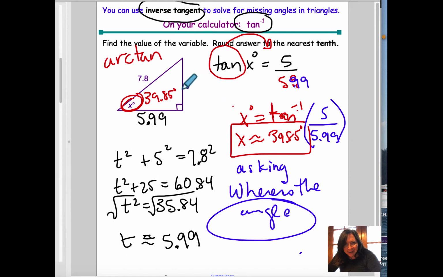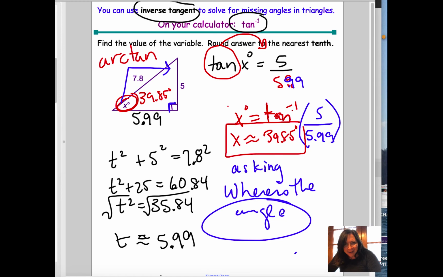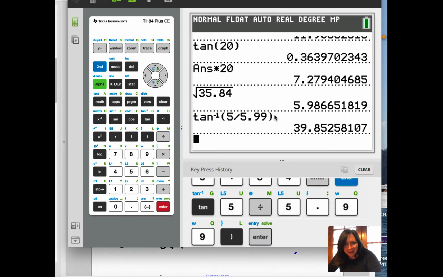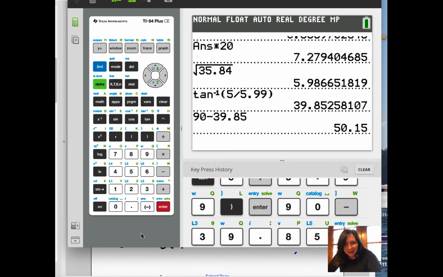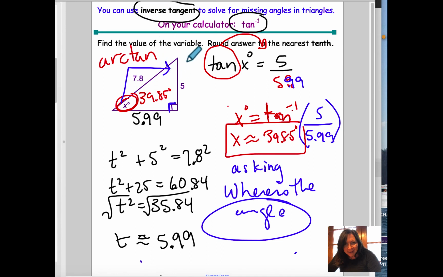And then, just a note, like what we were doing in the beginning of class, if I needed to find that other angle within a right triangle, all I would need to do now is subtract that angle from 90. So I would go 90 degrees, subtract 39.85, and I'm actually going to get 50.15 degrees. So if that was a question, I also know this degree here. So you can find both angles by just finding one. Cool.